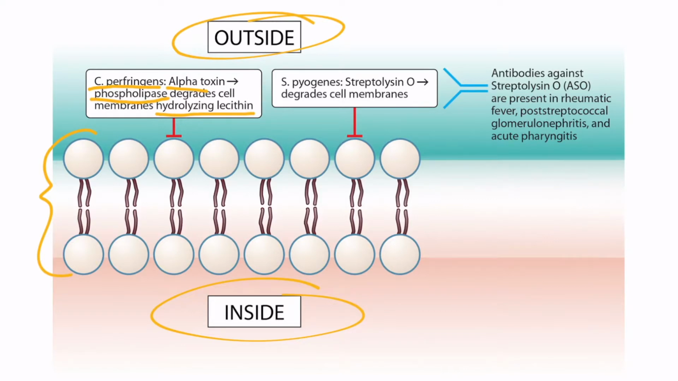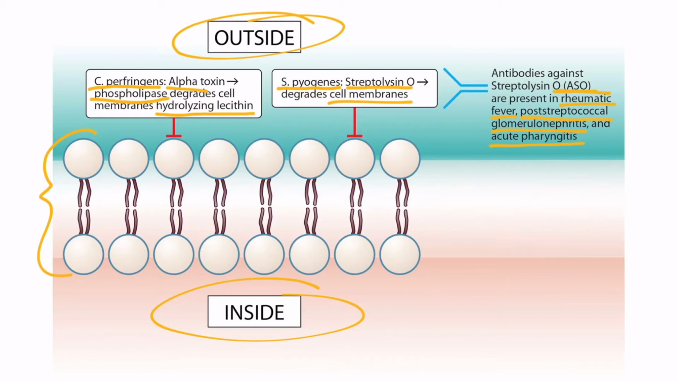So you could also think of this as a lecithinase. On the right is the toxin produced by Strep pyogenes, which is called streptolysin O. This also lyses cell membranes. One of the most important facts for you to know is that our body will form antibodies against streptolysin O, and we can actually detect that with serology. These are called antibodies against streptolysin O, or ASO antibodies. So when you're trying to diagnose rheumatic heart disease or rheumatic fever, or post-streptococcal glomerulonephritis, or even later acute pharyngitis, you can do a serological test to find these ASO antibodies.